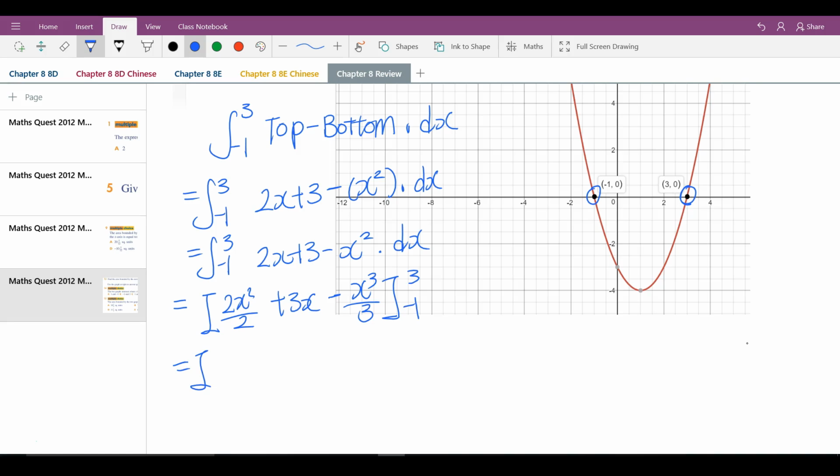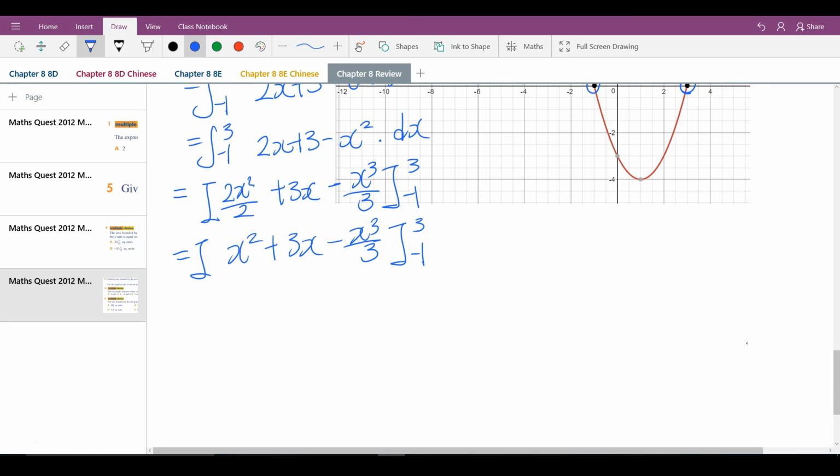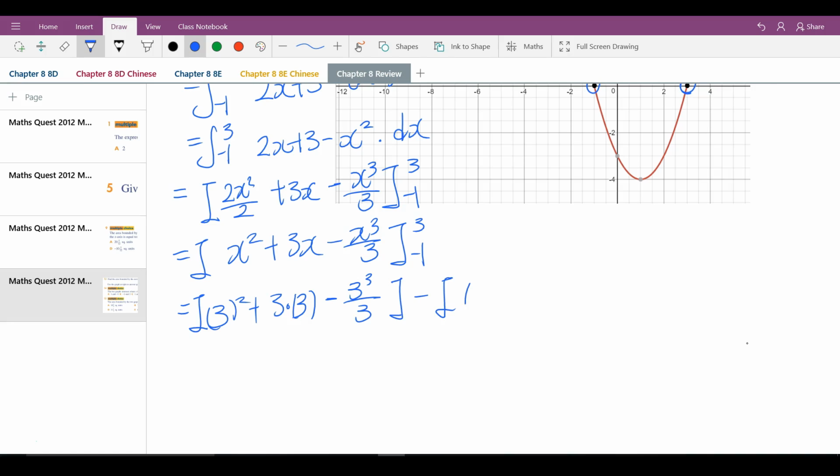Alright, tidy things up a bit. 2x squared over 2 is just x squared plus 3x minus x cubed over 3 from -1 to 3. Alright, so let's put the numbers in. So first we got 3 squared plus 3 times 3, well literally just another 3 squared, minus 3 cubed over 3, minus -1 squared plus 3 times -1 minus -1 cubed over 3.